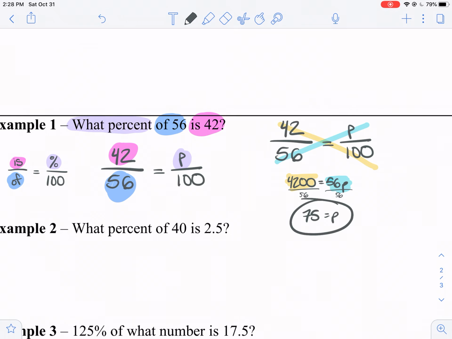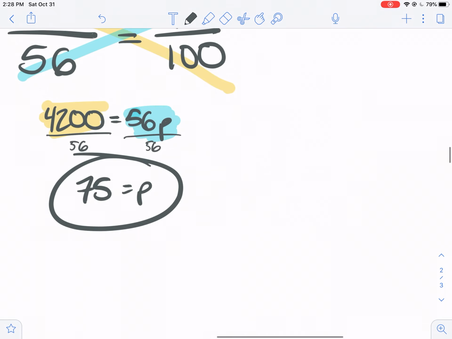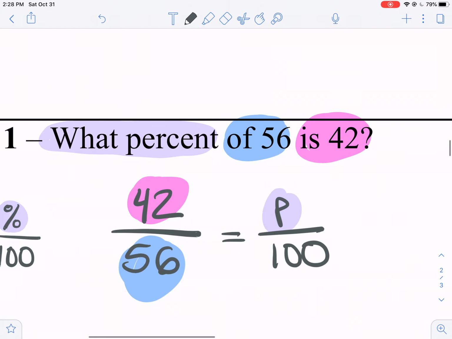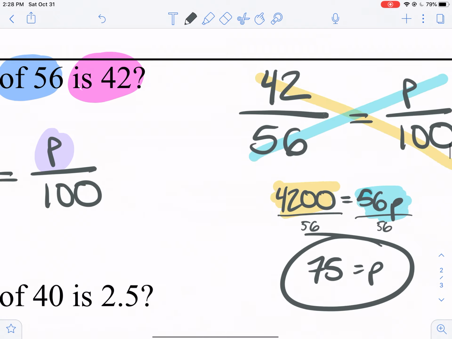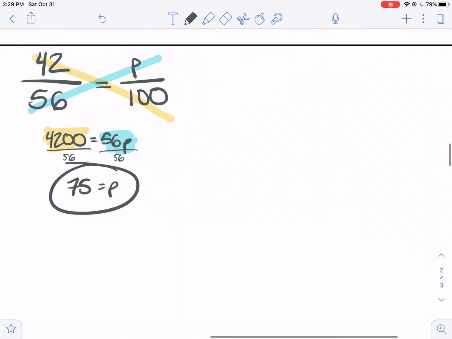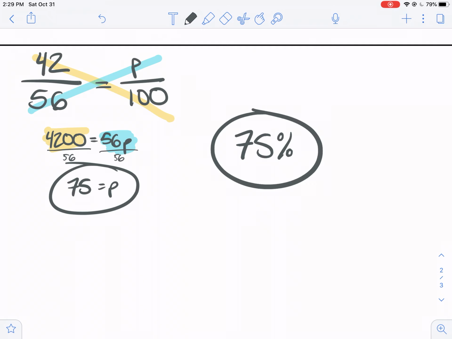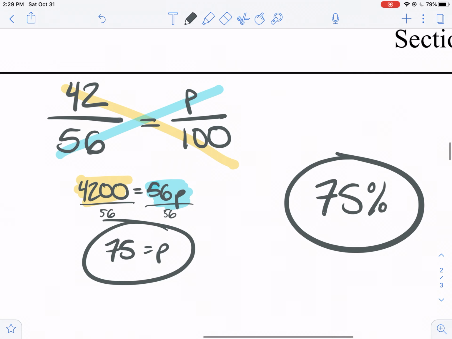Now, because we are dealing with percents, you can leave your answer as 75. That's fine because I asked what percent, so the percent is inherent in the question. If you would rather leave your answer as 75%, that's also fine. I will accept both 75 and 75%.